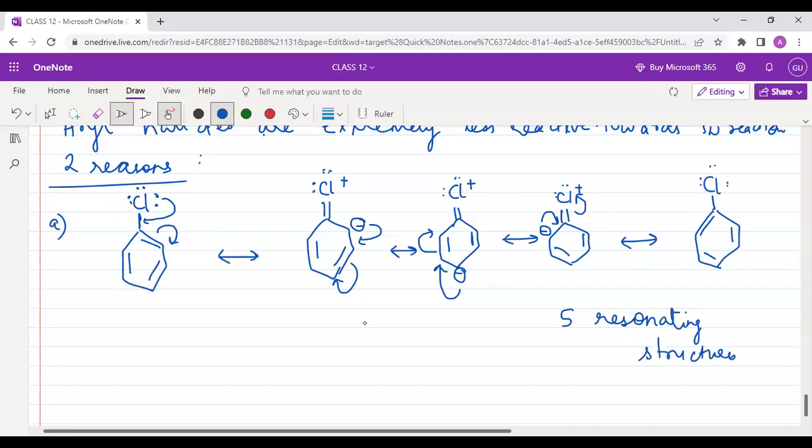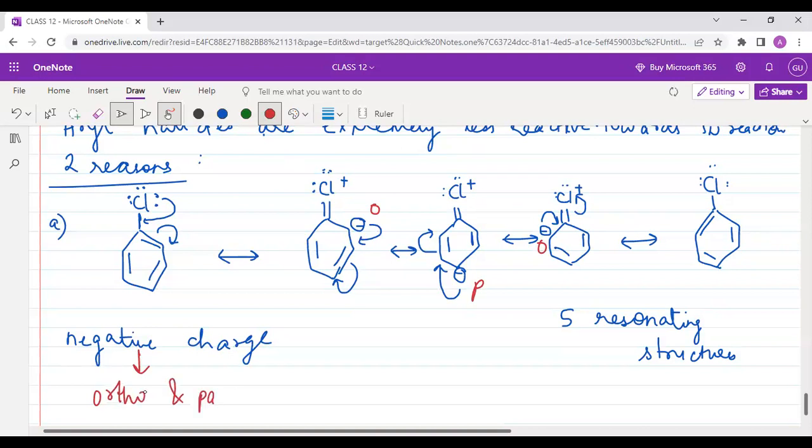Now can you see that this negative charge is coming on which positions? Ortho, meta, para, which positions? It's in para position, and it is also there in ortho position. 1, 2 position is ortho. So this one is ortho with respect to chlorine, this one is para with respect to chlorine, and this one is ortho with respect to chlorine. So you should remember that negative charge is present on ortho and para positions. This is important. And 5 resonating structures are there.